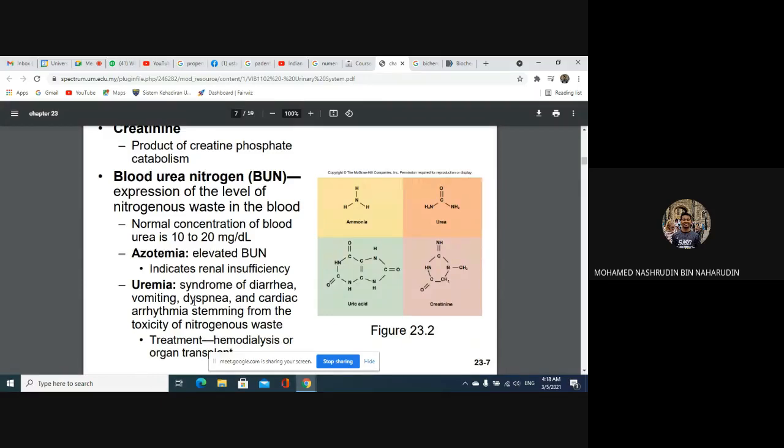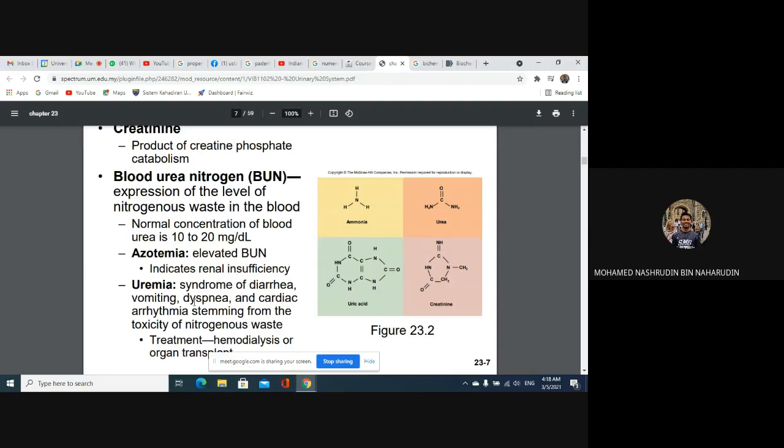Blood urea nitrogen, or BUN. Blood urea nitrogen is an expression of the level of nitrogenous waste in the blood. The normal concentration of blood urea is 10 to 20 milligrams per deciliter.